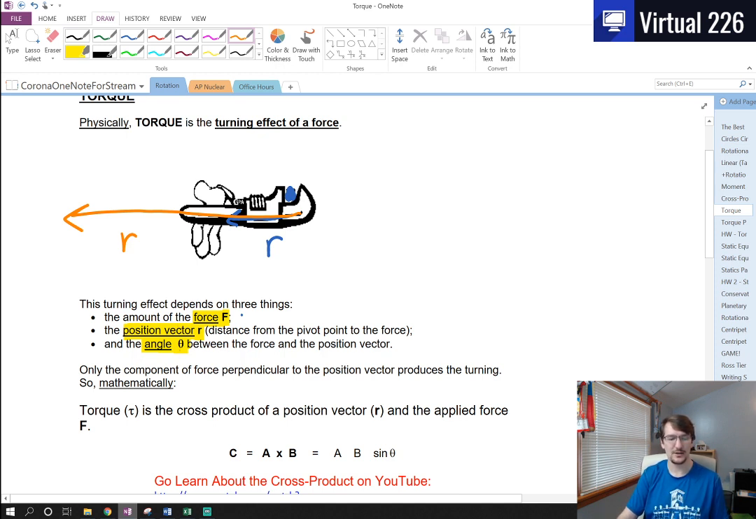And the last thing that matters is the angle between the force and the position vector. Are you pulling this wrench straight backwards, or are you pulling it at some angle? Because if you try to push it like this, you're not really going to do anything.